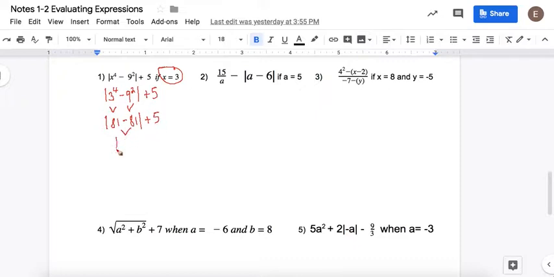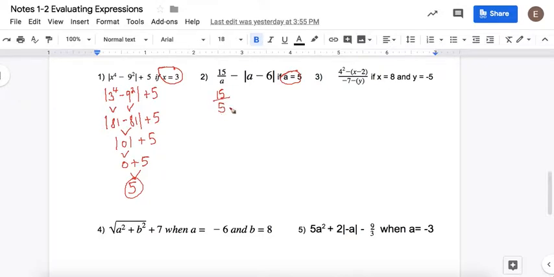81 minus 81 is 0. Bring down your plus 5. And the absolute value of 0, of course, is 0. Plus 5, and 0 plus 5 is 5. And circle your answer. Number 2, a equals 5, so I'm going to circle it. I'm going to take out the a and put a 5.